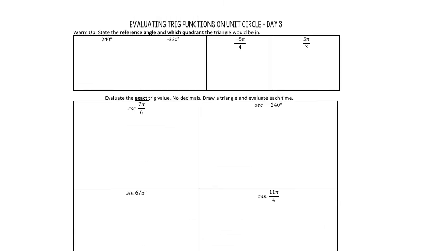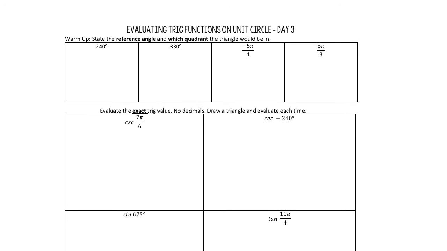Alright, guys. Today we are going to be talking about evaluating trig functions on the unit circle. We're going to be focusing on our day 3 here. The new content you're going to learn about today is what if you're given an angle that still has a reference angle of 30, 45, or 60, but it is not between 0 and 360. So we'll be looking specifically at that.